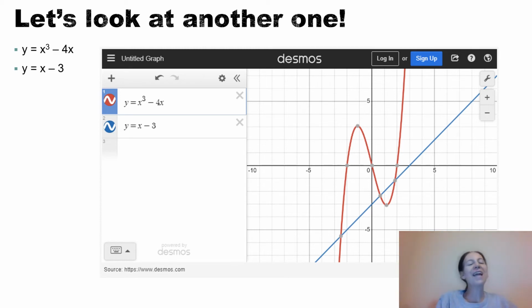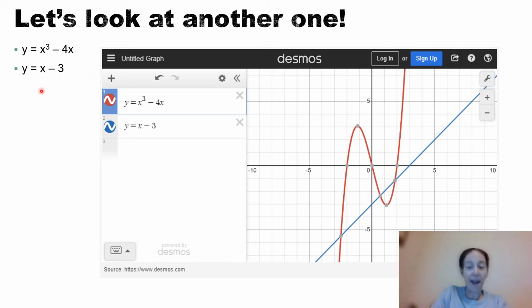Okay, so let's look at another one. Now this one, when you look at it, we have an x to the third. Now we have not covered x to the third. You might be surprised when we go to graph it because you're like, I don't know what the shape of that graph is, what is the pattern for the points on that one. And then we have what you should recognize as a line.